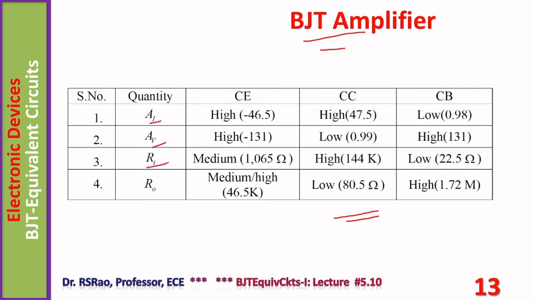Current gain, voltage gain, input resistance, output resistance. For CE, current gain and voltage gain both are high. Input resistance is medium. Output resistance is also medium to high. In case of CC, current gain is high, voltage gain is low, input resistance is high, output resistance is low. For CB, current gain is low, voltage gain is high, input resistance is low, output resistance is high. Typical values are also given here. These values are obtained by substituting H parameter values in the expressions that are shown in the previous slide for gains and impedances.